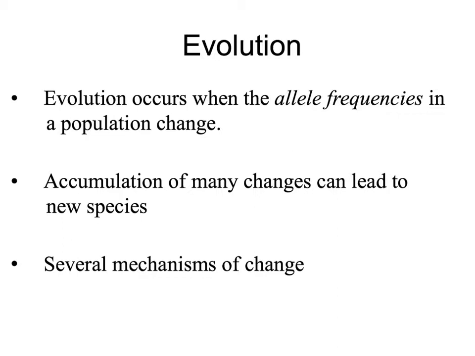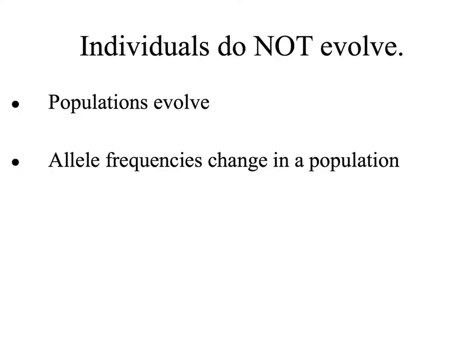There are several mechanisms by which these changes in allele frequencies can occur. Before we look at the mechanisms, I want to point out that individuals do not evolve. The smallest unit of evolution is a population. Allele frequencies can change in a population. Individuals are always born with two alleles. They can have homozygous genotypes or heterozygous genotypes. However, their genotypes will not change, which means their allele frequencies will not change. You're born with the genes you have, and you're stuck with them for your whole life.